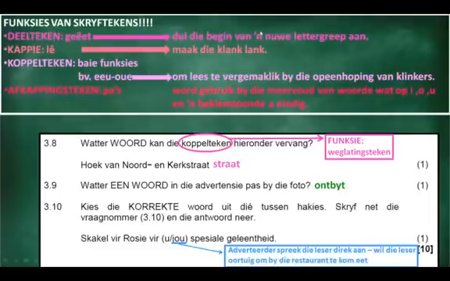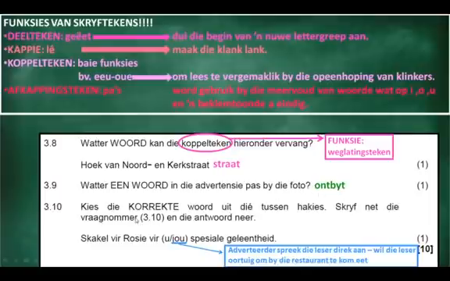Okay. Watter een woord in die advertensie pas by die foto? Now it's asking which one word in the advertisement goes with the photo. Now the photo was of that lovely breakfast. So in the advertisement we find the word ontbyt.